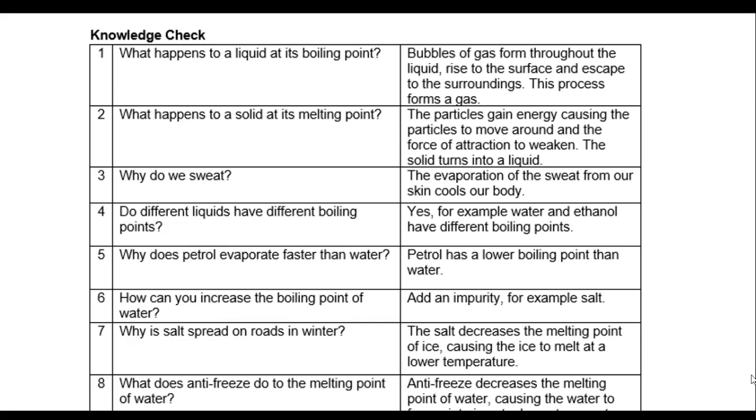Question 6, how can you increase the boiling point of water? A really good way of doing this is by adding an impurity, for example salt. This will increase the boiling point of water.